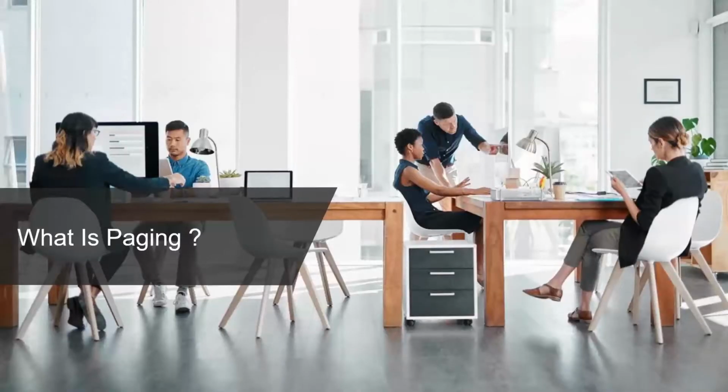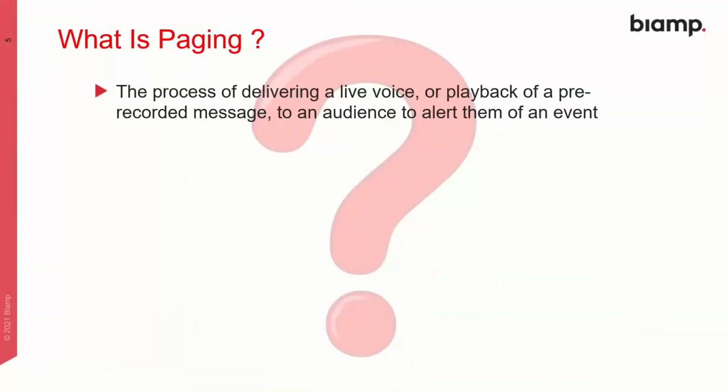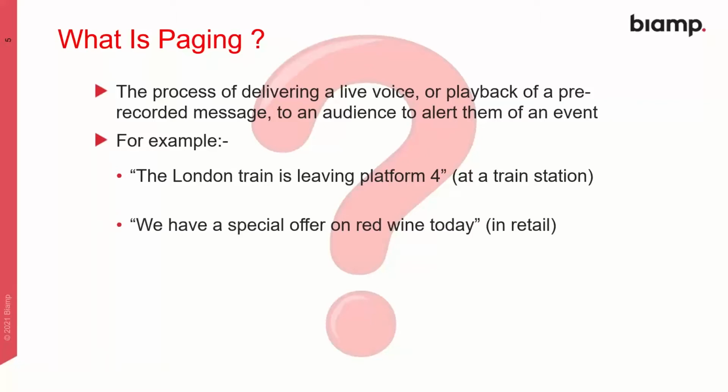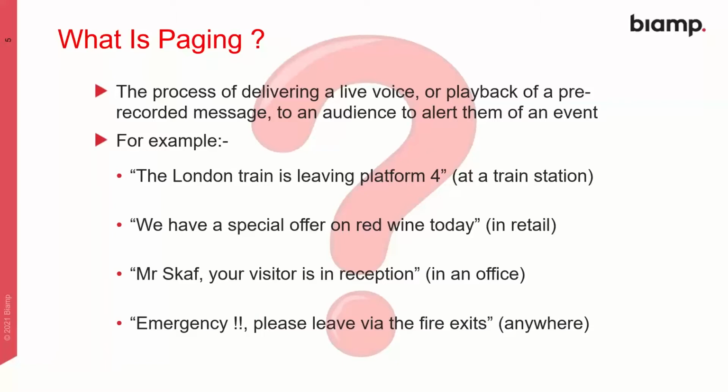So the basics, what is paging? What is it we're talking about here? So paging is basically the process of delivering a live voice or the playback of a pre-recorded message to an audience to alert them of an event. So this could be, for example, the London train is leaving platform 4. This would be at a train station, obviously. We have a special offer for you on red wine today, and that could be in any retail outlet. Mr. Scaff, your visitor is in reception, so this would be in the Biamp head office, for example. And emergency, please leave the fire exits. This is pretty much anywhere where you're going to have some sort of announcement or paging system.